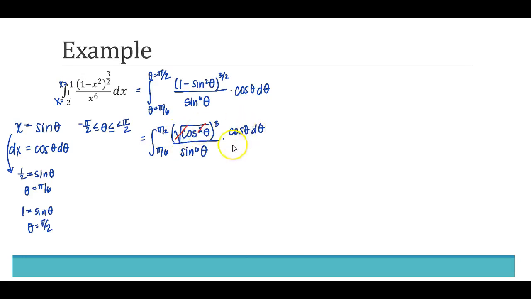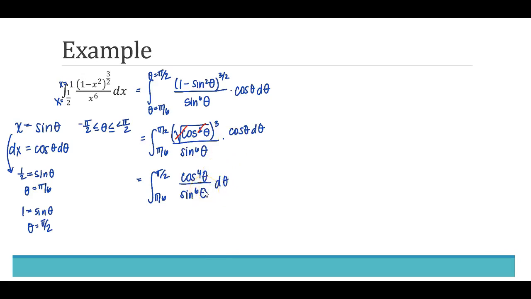And we especially know that this works on this domain restriction because we're between pi over 6 and pi over 2, so that's within this interval. So what I have left is cosine theta cubed, and then there's an extra cosine theta, so we're looking at the integral from pi over 6 to pi over 2 of 4 copies of cosine theta over those 6 copies of sine theta d theta.